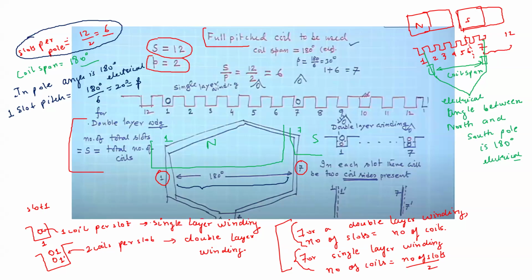We know that slots per pole are six. So slots 1 to 6 belong to the north pole, and slot number 7 to slot number 12 belong to the south pole. One end of the coil is in the first slot of the north pole, which is slot 1, and the second end of the coil is under the first slot of the south pole, which is the seventh slot. So this is the coil span.